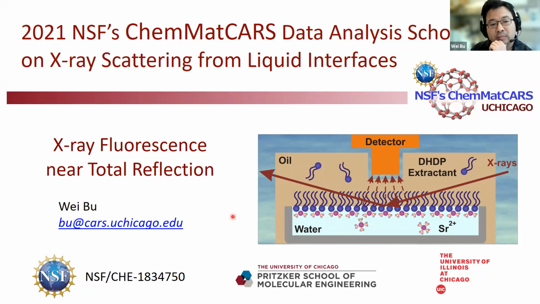The technique I'm going to talk about is element sensitive. This is X-ray fluorescence near total reflection, or you can simply call it XFNTR. With this technique, we can direct probes to specific elements at the interface.